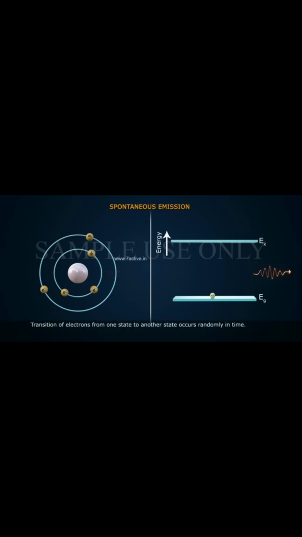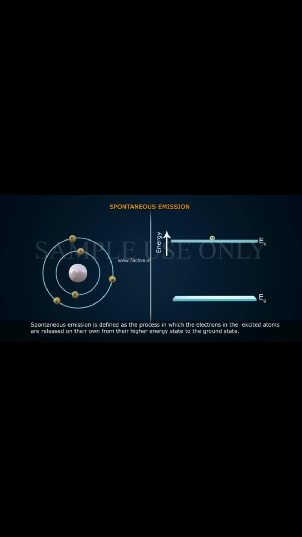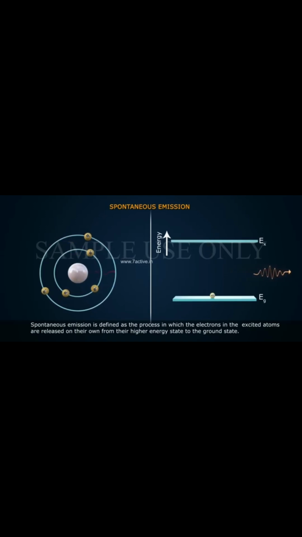Thus, the release of energy by electrons on their own is known as spontaneous emission. Transition of electrons from one state to another state occurs randomly in time. Spontaneous emission is defined as the process in which the electrons in the excited atoms are released on their own from their higher energy state to the ground state.